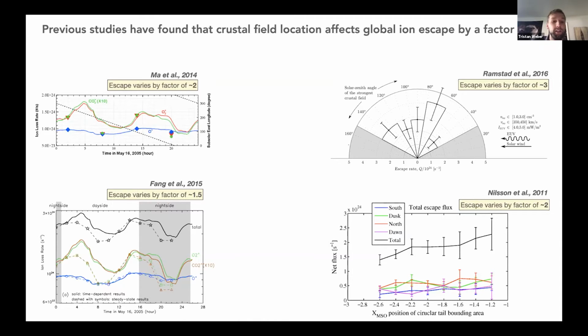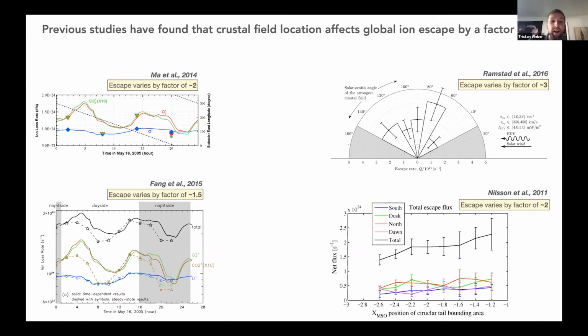And by using modeling studies, some of which are shown on the left here, or studies using data, a few of which are shown on the right here, there's been fairly consistent results over time showing that the crustal fields seem to modulate ion escape by a factor of about 1.5 to 3, or somewhere in that region of about a factor of 2. So we're not talking about order of magnitude here, we're talking about a factor of 2 or so.